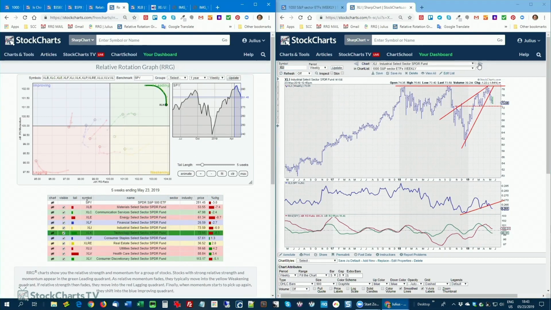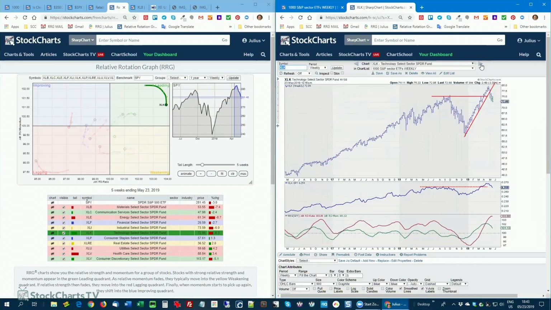Technology, we all love technology, or maybe I should say we all loved technology, because it's rolling over. It's the strongest in terms of relative strength, but it's now losing momentum. So the question is, how strong is this loss of momentum going to be, and how far is it going to set us back? It's a little bit like the Chinese rotation on the international RRG that we just saw.